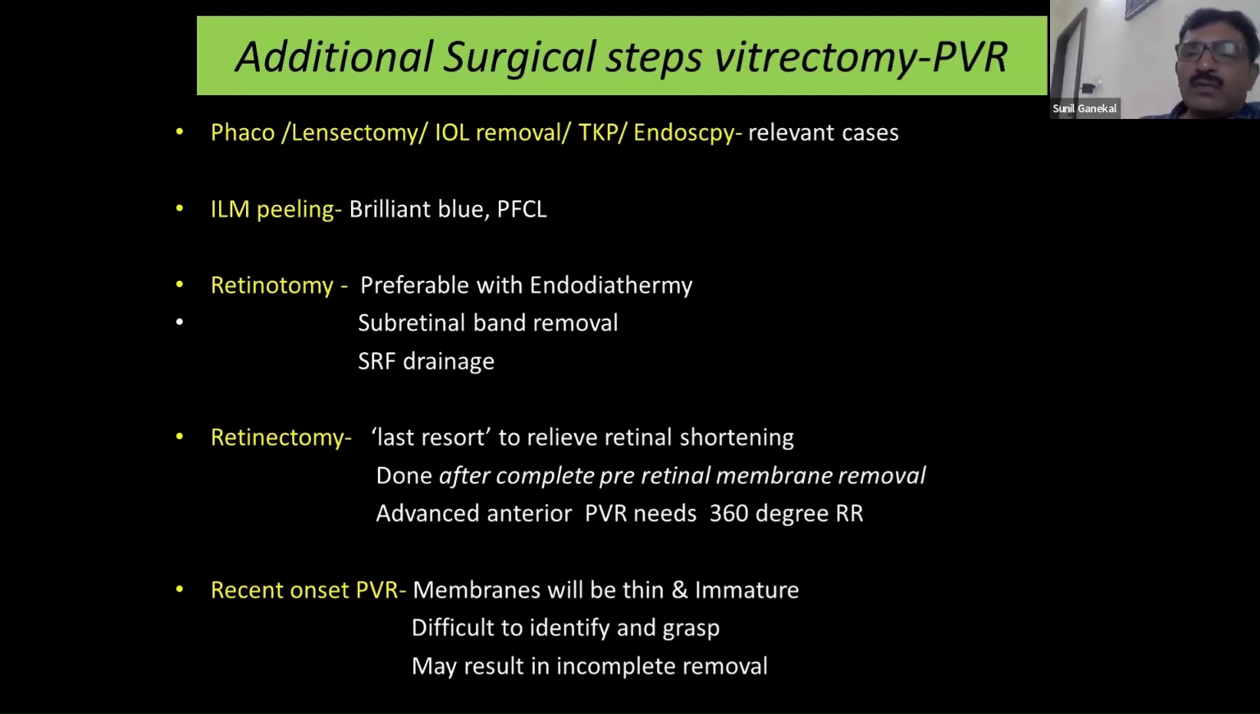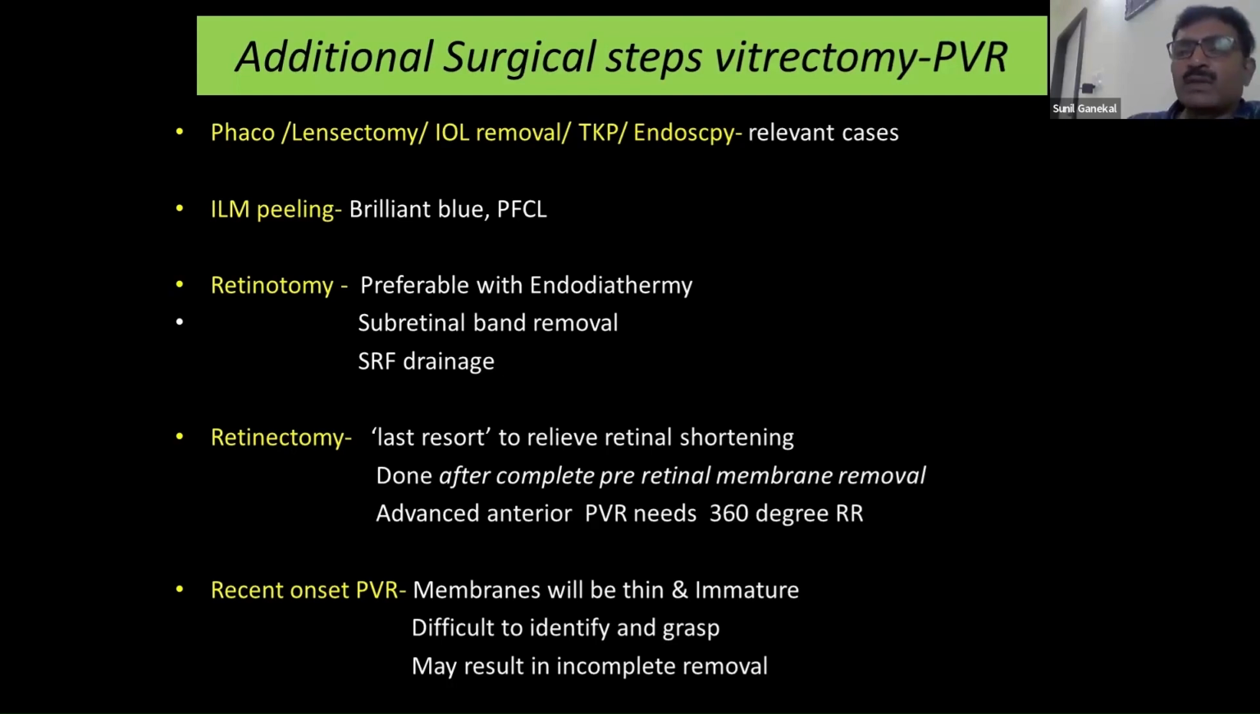ILM peeling, definitely yes. You can use the brilliant PFCL for peeling of ILM. Retinotomy, do it with an endodiathermy. Subretinal band removal I showed, and that same retinotomy can be used for the SRF drainage. Retinectomy, I consider it as a last resort. To relieve the retinal shortening or a retinal contracture, one should do a retinectomy. But make sure that you completely remove all preretinal membranes. The retinectomy is very critical when you are dealing with anterior PVRs. But try to avoid 360-degree retinectomy if possible. But in some cases, in a closed funnel RD like scenario, there is no alternative. You have to go with a 360-degree retinectomy.